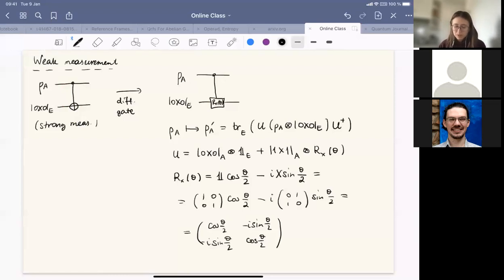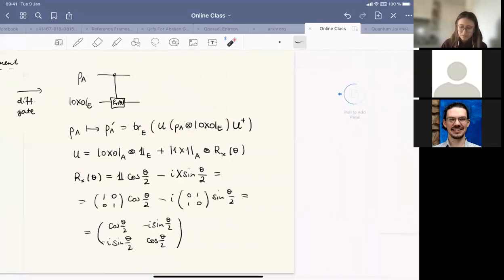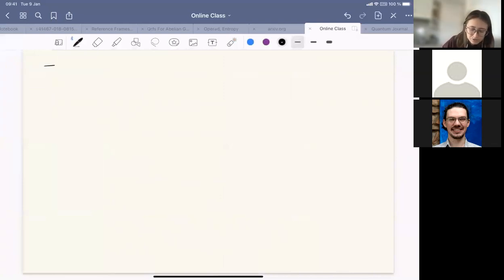But this is quite easy. What you have to do is just to write out this unitary U in the matrix form, apply it to the initial state, and check out the trace. So basically, first thing that you have to do is calculate rho AE prime, which is the state after we apply the rotation gate.